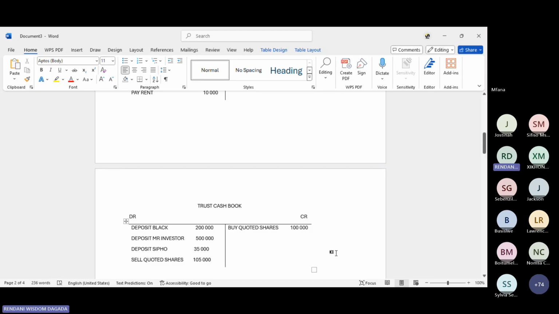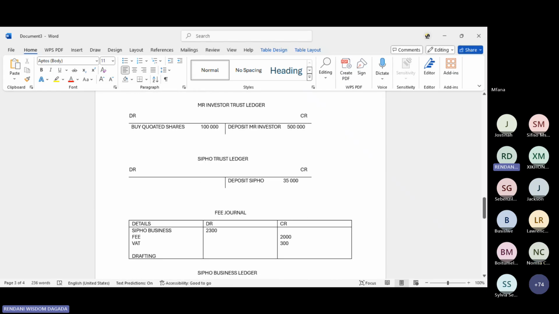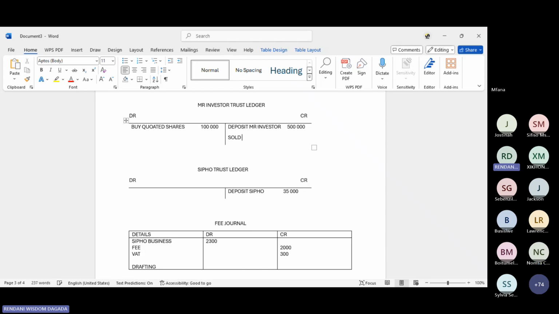Now you need to do double entry of the sell quoted shares on Mr. Investor. So we're going to look for Mr. Investor on the credit side, sold quoted shares. That is Rule 55, investments. Just like that, we entered it there. Clear? Okay, yes.